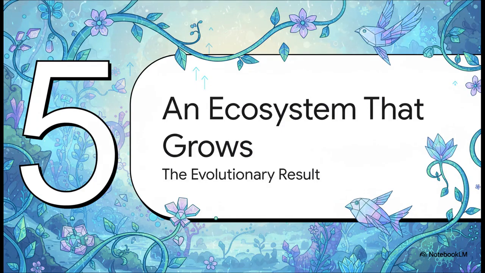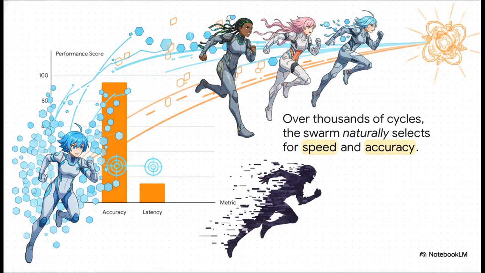So, what happens when you let this cycle run, not just once, but millions and millions of times? The result is an AI ecosystem that genuinely grows and improves itself day in and day out. And the outcome is a system that just naturally optimizes itself. Over time, all the inefficient traits and the slow strategies, they just get outcompeted. They die off. What survives and thrives are the agents that are the fastest and the most accurate. The system, by its very design, just gets better and smarter.